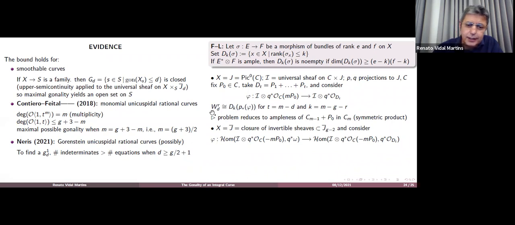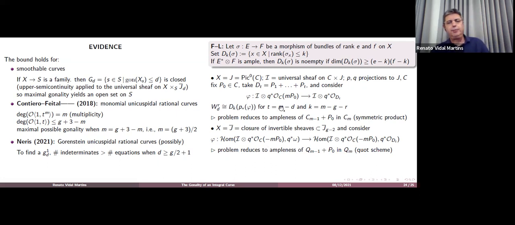And then you're going to have the same thing, that omega dr is going to be the degeneracy locus of P star phi. I mean, I'm just putting the things which change. And so at the end, the problem reduces to ampleness of Q M minus 1 plus P0 in QM, which is now not a symmetric product, but it's a quote scheme.